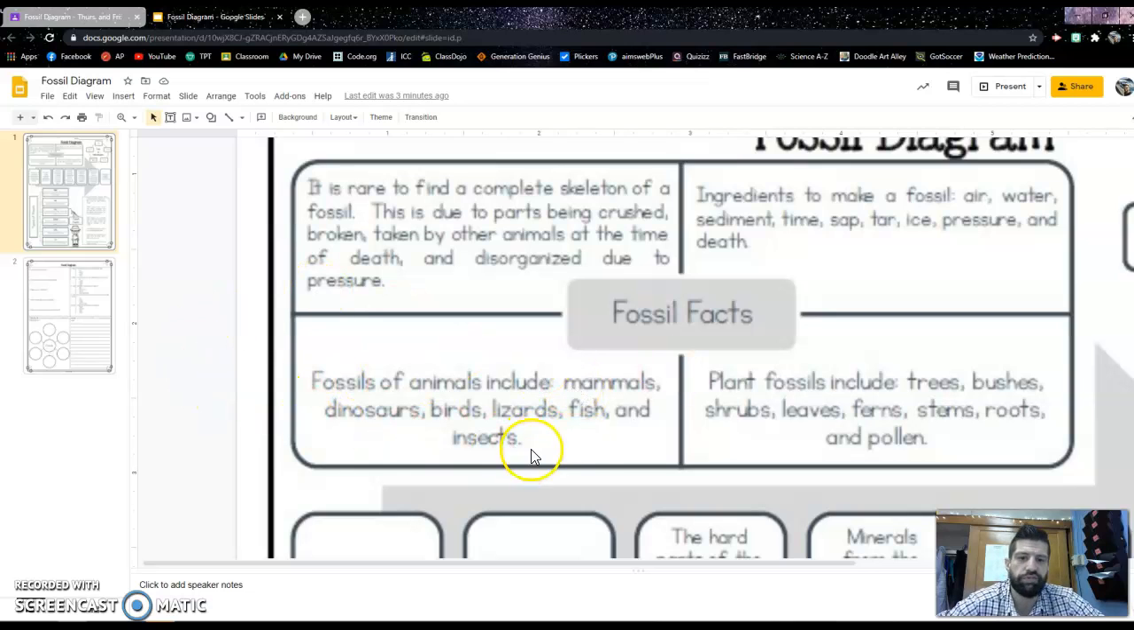Fossils of animals. I would not necessarily highlight those. If it says fossils of animals, I can pretty much think of most animals, birds, dinosaurs, that would be fossils. Same thing with the plants, plant fossils, trees, brush, shrubs, leaves. Those are things that I already know about, so I wouldn't necessarily need to highlight those.